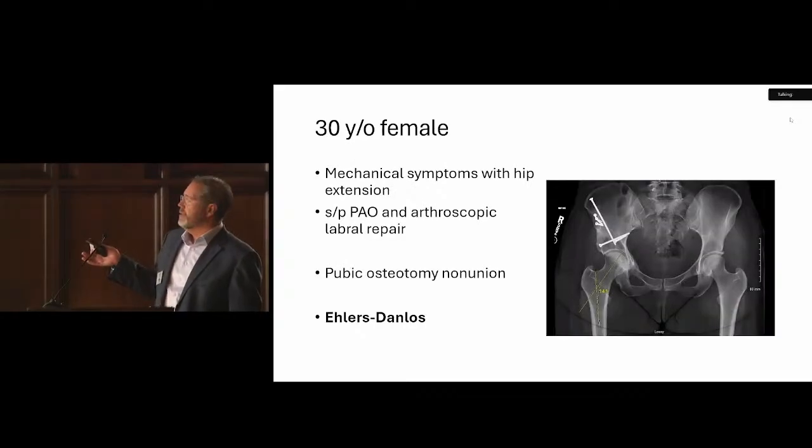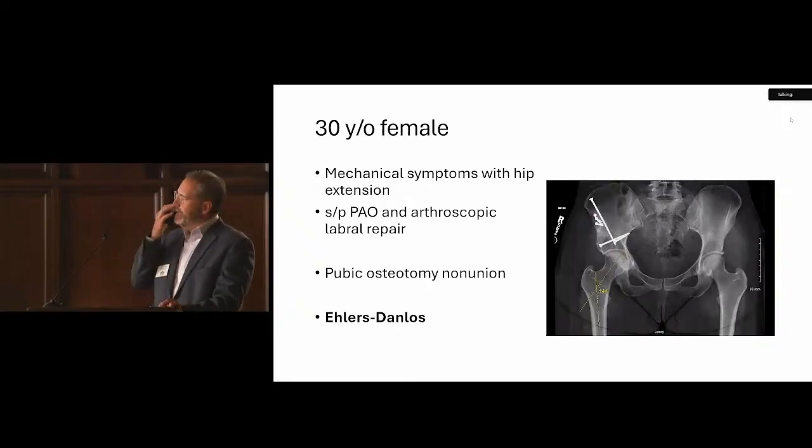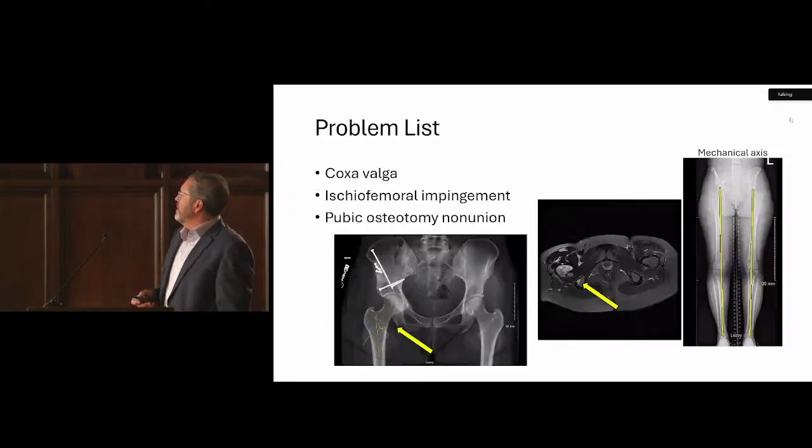So this is the 30-year-old female who had the PAO previously. She continued to have symptoms. The thought was that part of it may be her pubic osteotomy because she had anterior groin pain, but then she also had mechanical symptoms when she went into hip extension during even just gait, where she had to wear a brace to try to prevent that from happening. You can see on her AP pelvis, she has basically a groove in her ischium where she was impinging, that correlated with some edema on her MRI, but her overall mechanical alignment wasn't abnormal for the most part, maybe just a little bit medial on both sides.